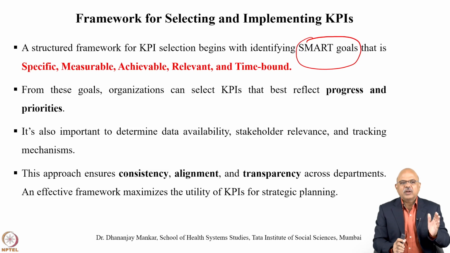Where the S stands for specific, M stands for measurable, A stands for achievable, R stands for relevant and T stands for time bound. And thereby you may find that this is a SMART goal that has to be achieved. From these goals, the organization can select the KPIs that best reflect the progress and the priorities. Somewhere or the other, you may find that time bound is not followed, or sometimes we may find that the achievables are not being seen. So you may prioritize, or you may progress with some of the aspects that need to be taken by the organization.